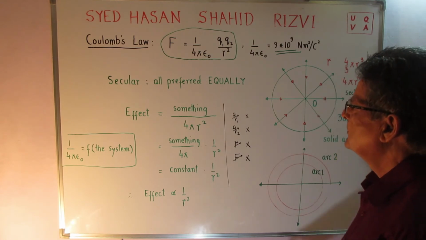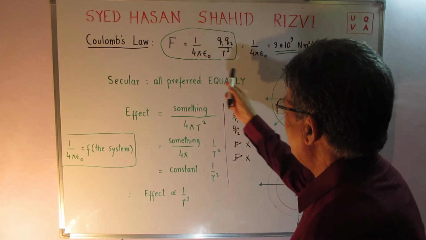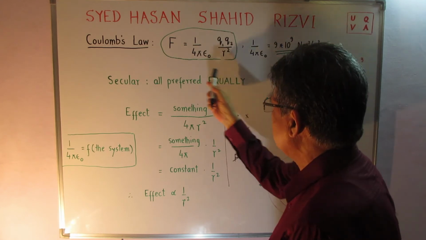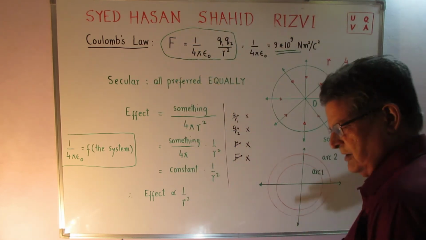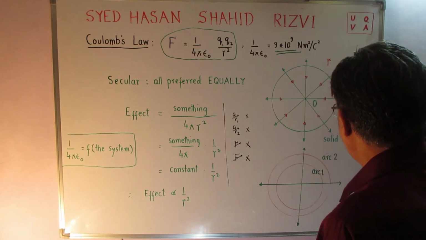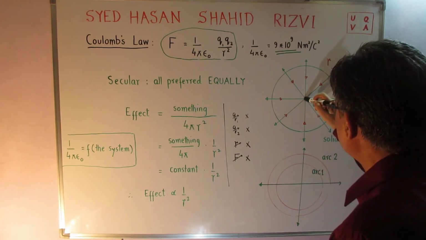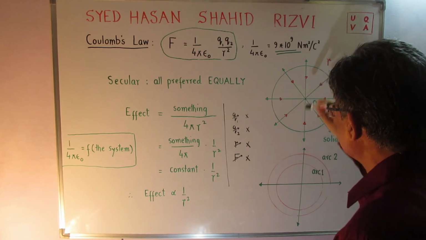So when all things are equally preferred, then there is something over here, something fluxing out or something fluxing in, and this is the center.